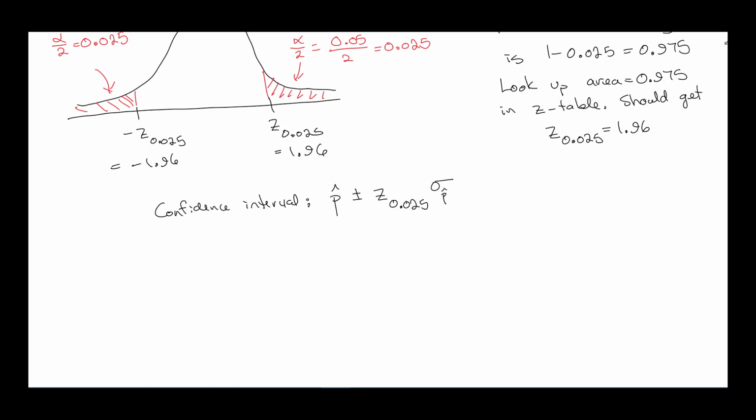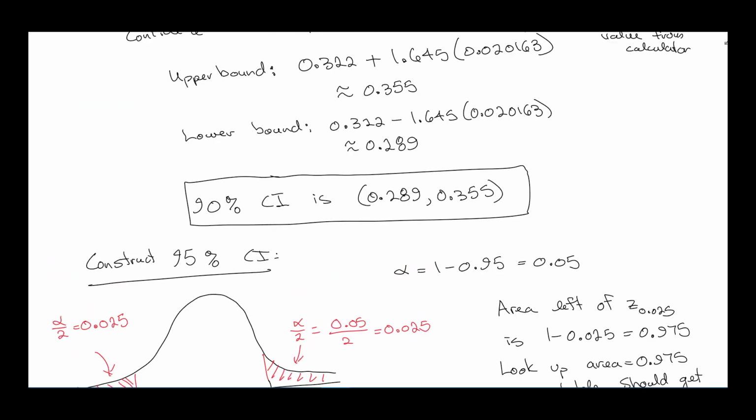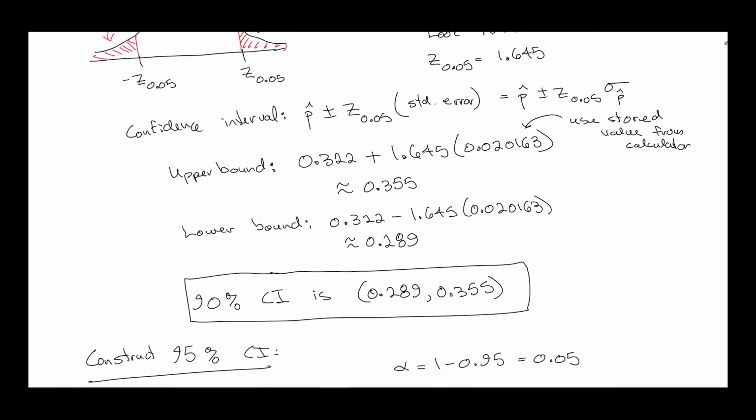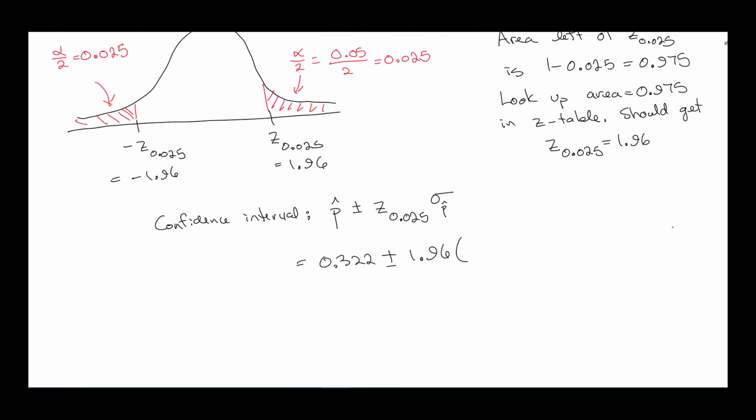Okay, so ideally we'd have that. We have our estimate that we already created. So that's going to give me 0.322 plus or minus 1.96 times that standard error. Let's go look at it again. 0.020163.